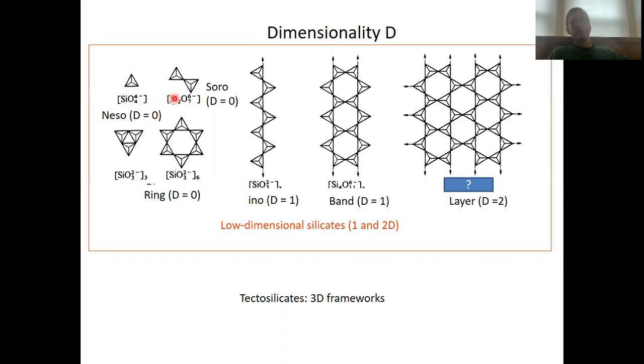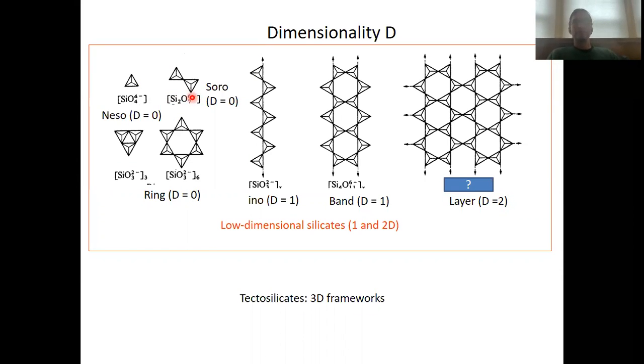So here the formula is Si2O7 6 minus. Why is it so? Well, we certainly have 2 silicons. So now we have 7 oxygens, whereby 6 of these oxygens are terminal, these ones here and these ones here, and 1 is bridging. So the bridging one doesn't carry a charge, but the 6 terminal ones carry a charge. Therefore we have an Si2O7 6 minus.